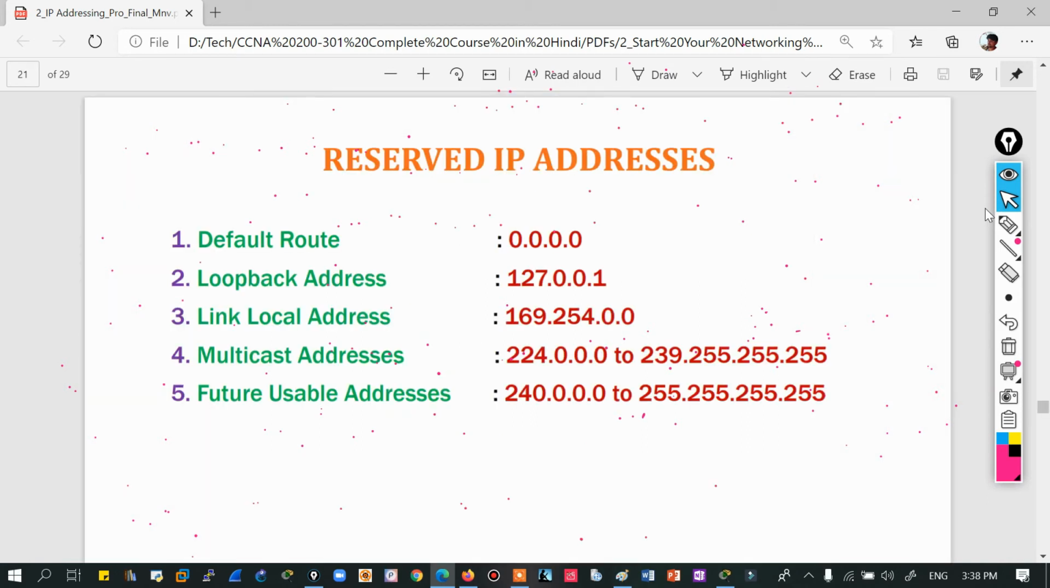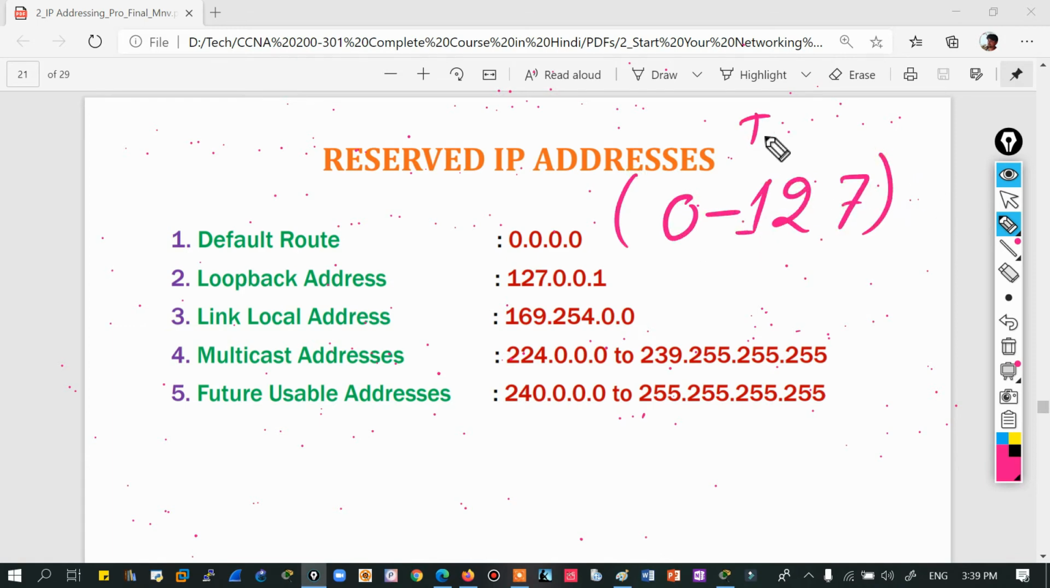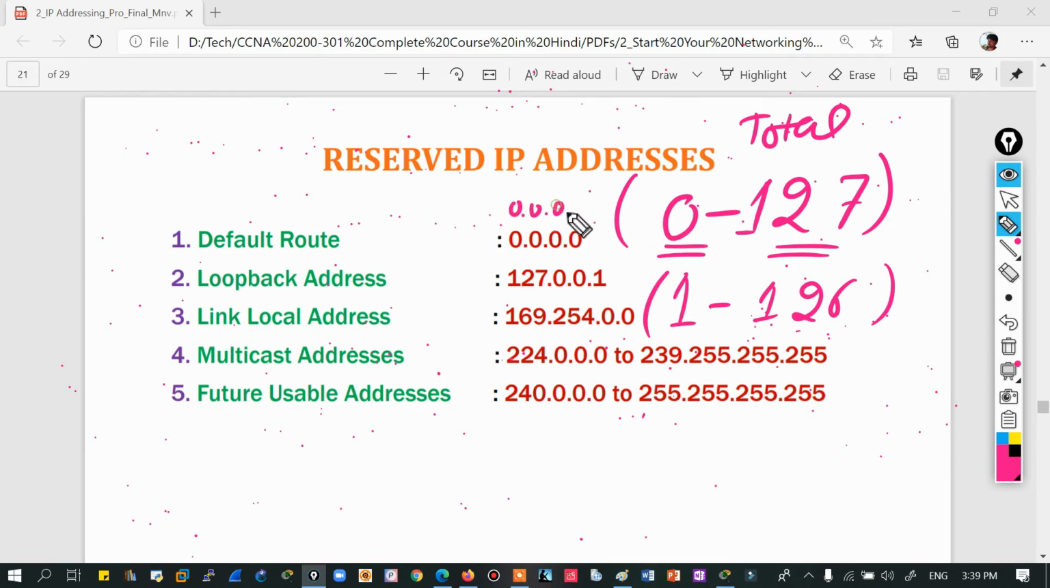Now let's talk about reserved IP addresses. I told you in class A we have the 0 to 127 range. This was the total range, but 0 is not used, and 127 is not used. So what was the valid range of class A IP? That was from 1 to 126. Now why is 0 not used? Because this is the very first address, and this first address is reserved.